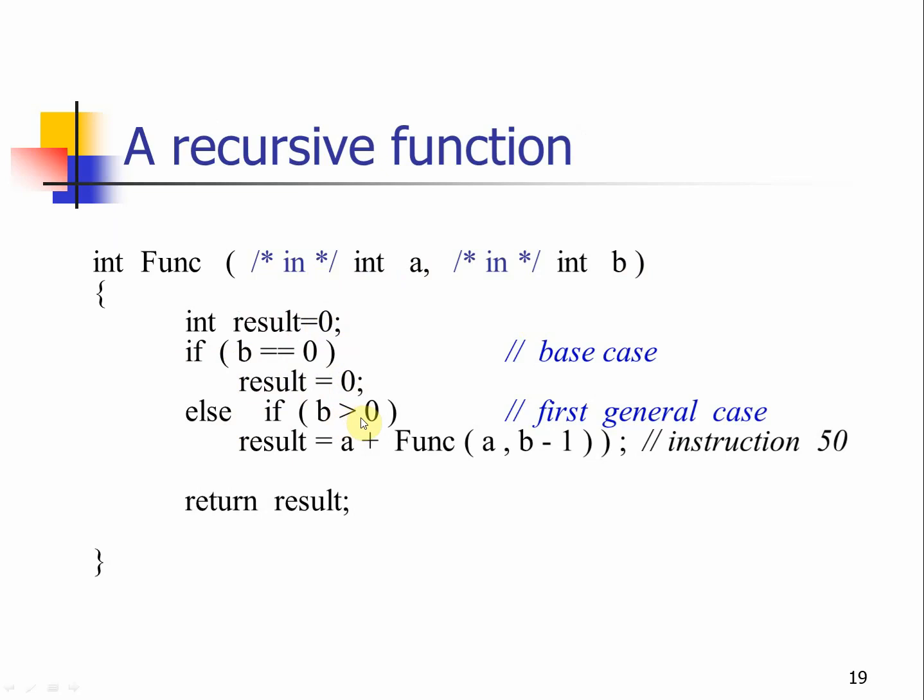Otherwise, as long as b is greater than 0, what we do is take a, the value, plus a function call of the same value of a, and now we do b minus 1. Hopefully it will reach b equal to 0, and we will end the recursive function call.